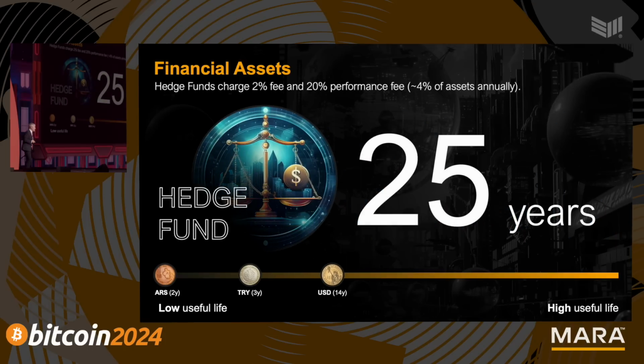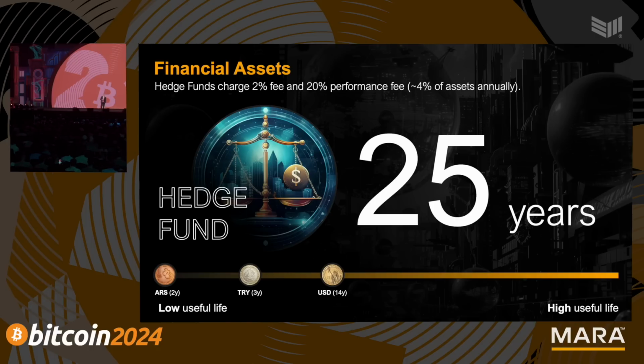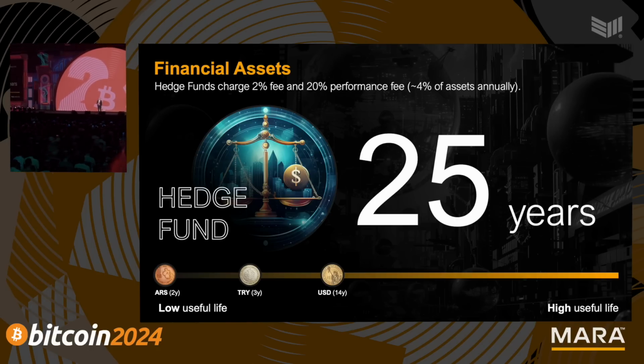Put your money in a hedge fund. What's the annual cost? It's a 2% management fee and then 20% of the upside. About 4% a year if you're investing in normal assets. That means it's a 25-year asset.